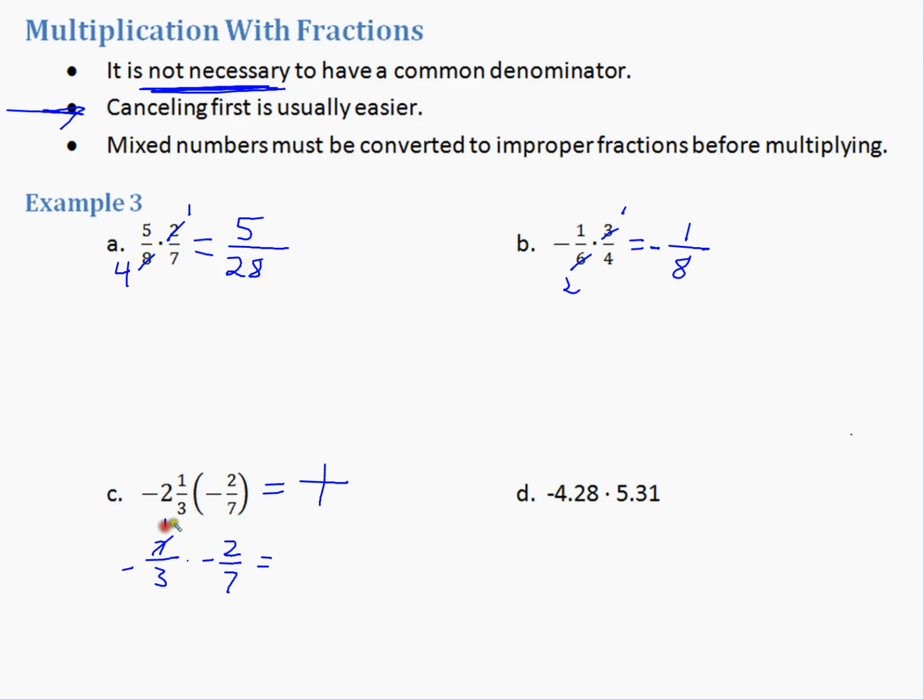Well, 7 goes into 7 once. 7 goes into 7 once. 1 times 2 is 2. 3 times 1 is 3. And we had a negative times a negative, so it is a positive.